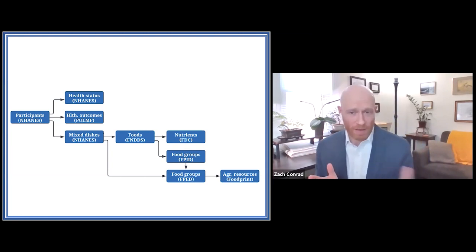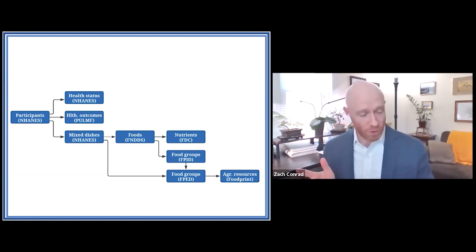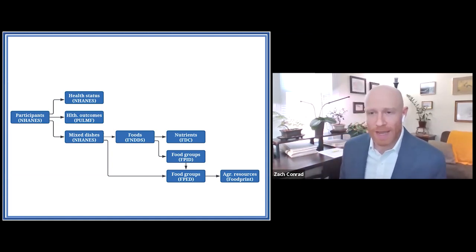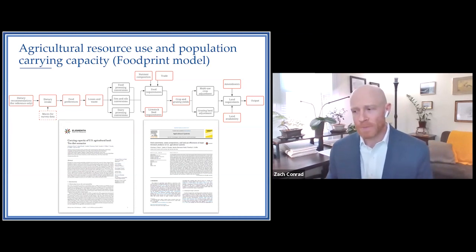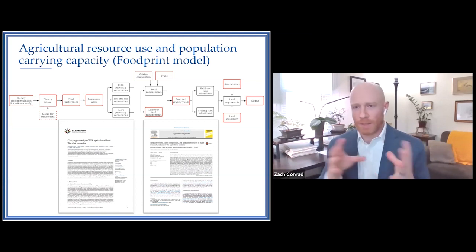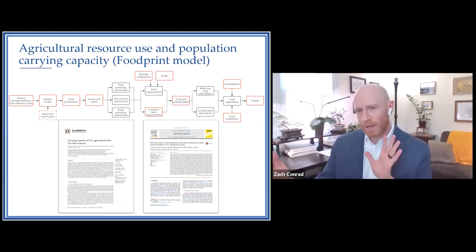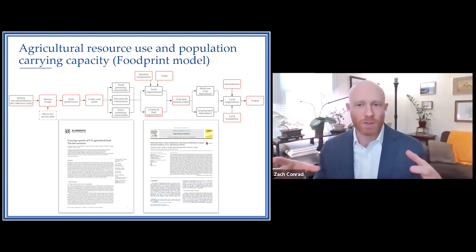So now that we have the amount of food groups that are being consumed by each individual in NHANES, now we can start to estimate agricultural resources. And the way that we in my lab do that is with the Foodprint model. This was developed by Chris Peters, who was at the Friedman School until just a couple years ago. Now he's at USDA. And I worked closely with him at the time, and I continue to work with him now. And I've taken that model and refashioned it so it does some other cool stuff too.